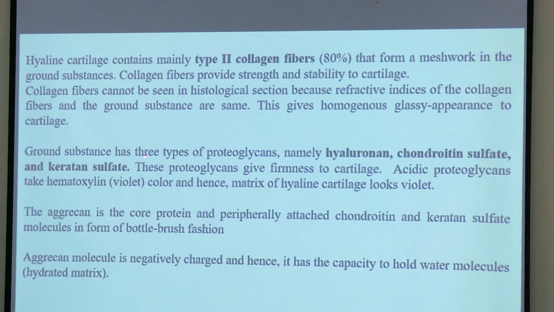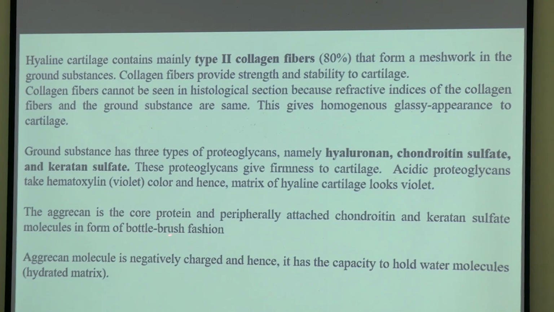Next, in the ground substance, three types of proteoglycans are there. Hyaluron is there, chondroitin sulfate and keratan sulfate. Okay, these are present. Next, the proteoglycans give firmness to the cartilage. Acidic proteoglycans take up the violet hematoxylin stain. Hence, the matrix of the hyaline cartilage looks violet, or you can say purple in color, which you will see in the slide. Next, the aggrecan, the core protein, is peripherally attached to the chondroitin and keratan sulfate.